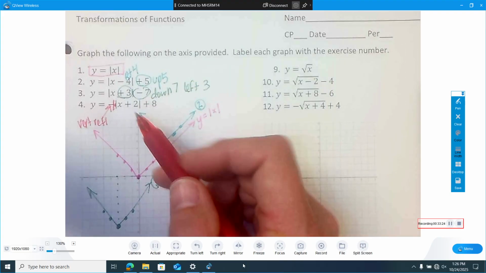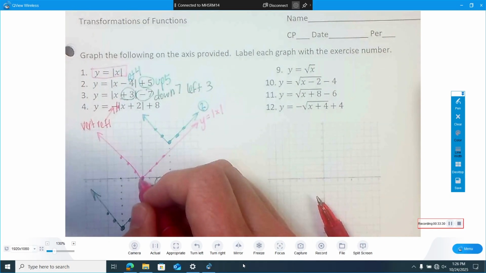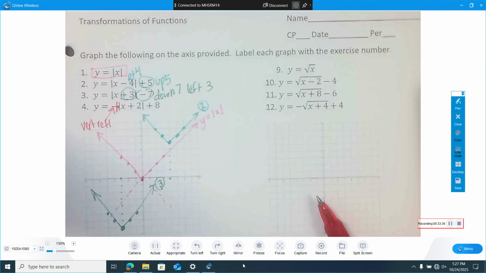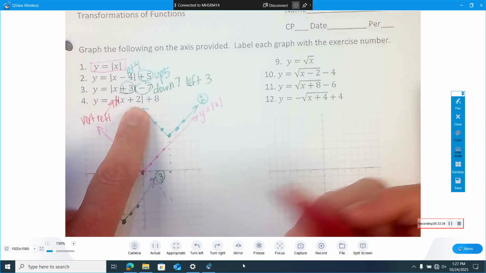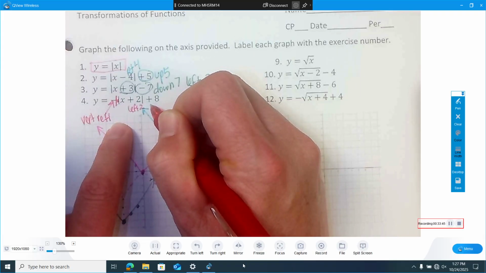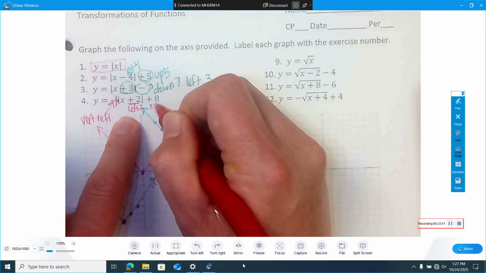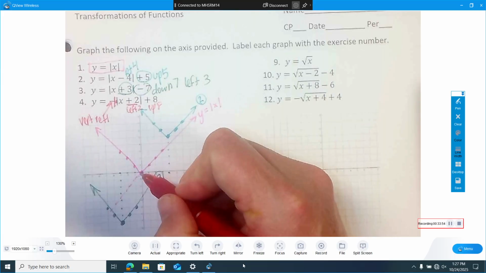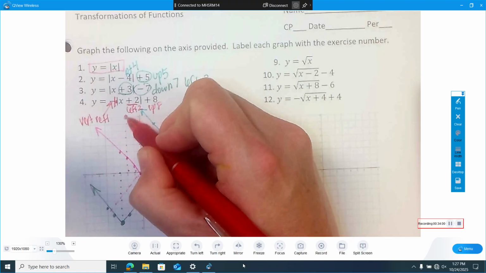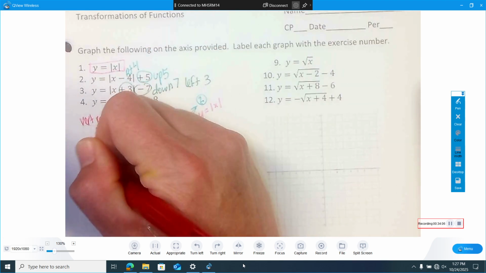So we have to imagine here, what happens to my parent graph? It flips upside down. I'll just make a little sketch of it flipped upside down. And then, after it's flipped, now we can shift it left 2 and up 8. So I'm again taking my origin point here, and I'm going to go left 1, 2, and up 1, 2, 3, 4, 5, 6, 7, 8. And it's going downward. And so there is number 4.